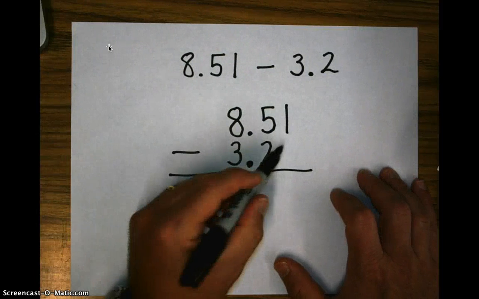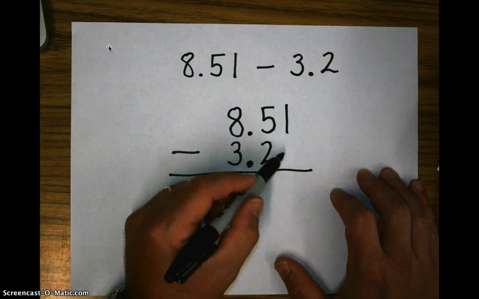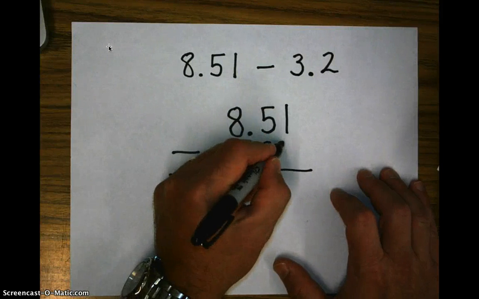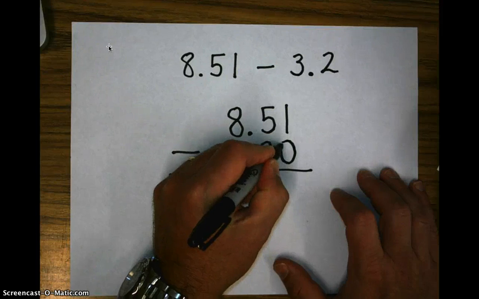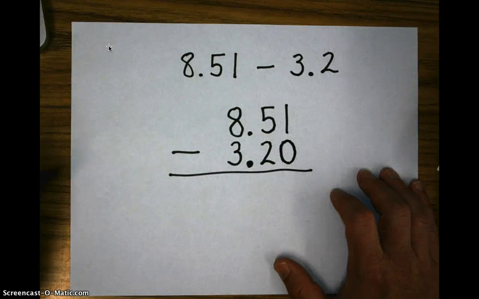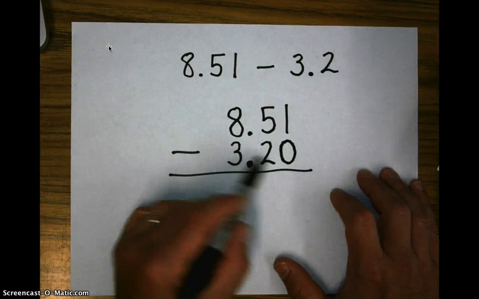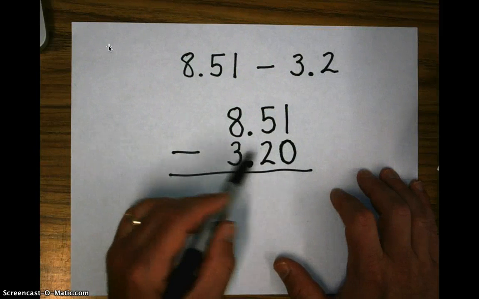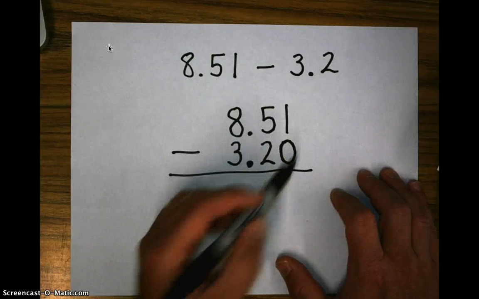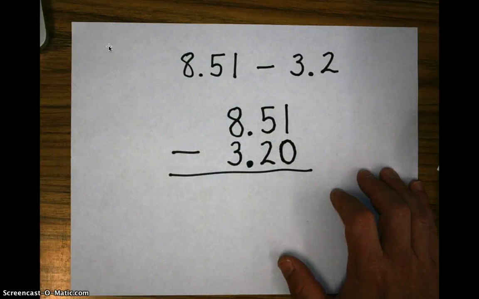Now again, this kind of bugs me. This is nothing here, right? But I'm going to annex a 0 in there because 0 is the math term for nothing. That digit represents nothing, and it doesn't change the value at all. It's exactly the same value. So now I can just do my subtracting the way I've always done it.